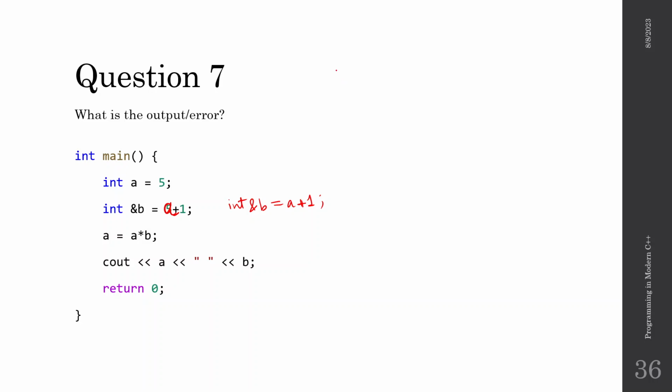So a plus 1 is an expression, or if you have something like 5 plus 3, this is an expression. You cannot create a reference to this. A reference has to be to a variable. Something like this is fine, but this is not fine. So this line will cause an error.